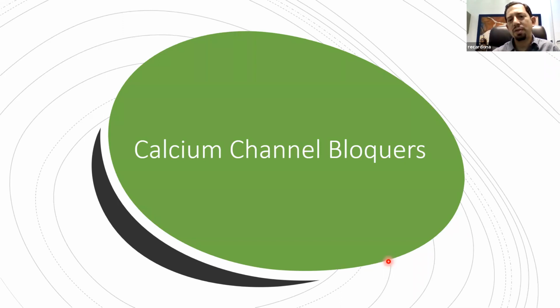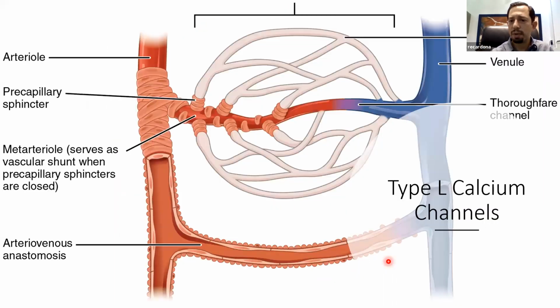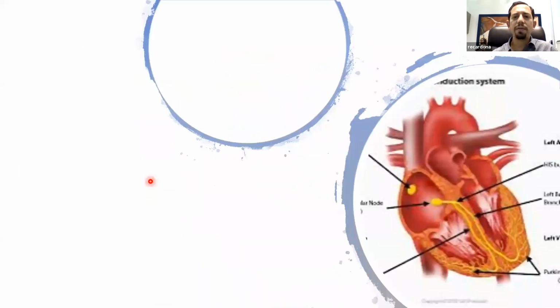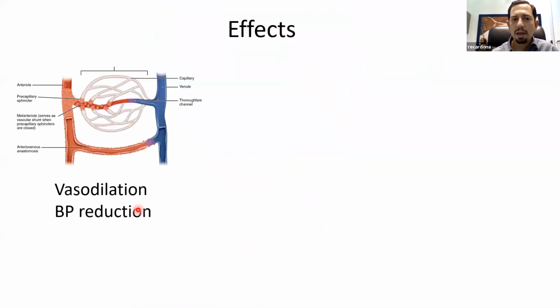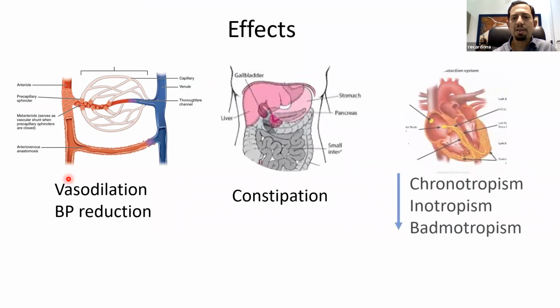The next first line agents we're going to talk about are these calcium channel blockers. As the name suggests, these are agents that block calcium channels, specifically type L calcium channels that are found mainly in arterioles, but they are also found in other structures in the body, like the heart and the gastrointestinal tract. Therefore, they're going to produce several effects. The main effect, which is the one we're looking for, is the vasodilation associated with arteriolar dilation, but they also have the potential of producing constipation and a decrease in heart functions like chronotropism, inotropism, and vasomotropism.